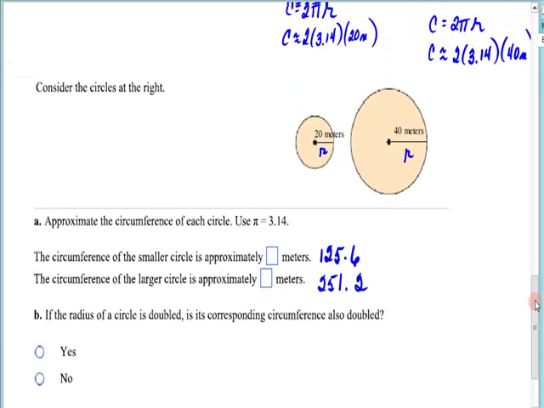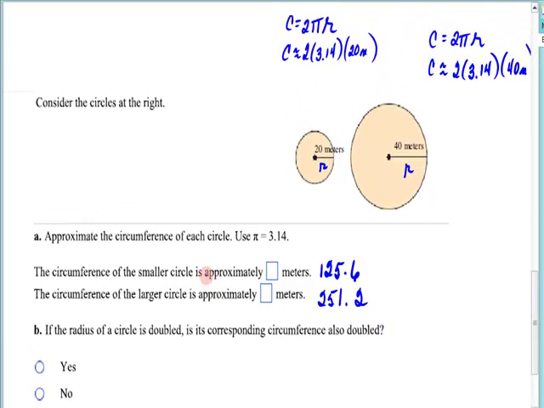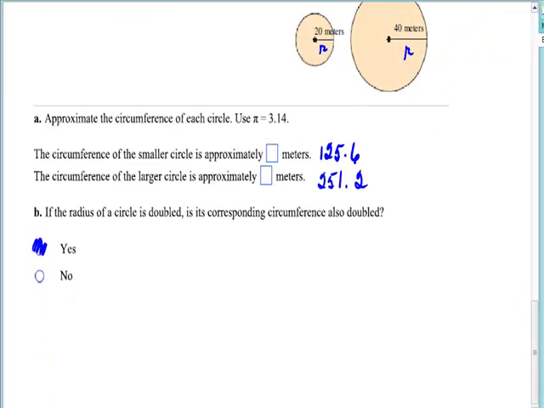If the radius of a circle is doubled, is the corresponding circumference also doubled? In this one, the radius was 20. In this one, the radius was 40. The circumferences are the numbers that we found. If the radius was doubled, and it was, is the circumference doubled? Is this number twice this number? And the answer is yes. So if you double a radius, you will double the circumference. That's an interesting fact.